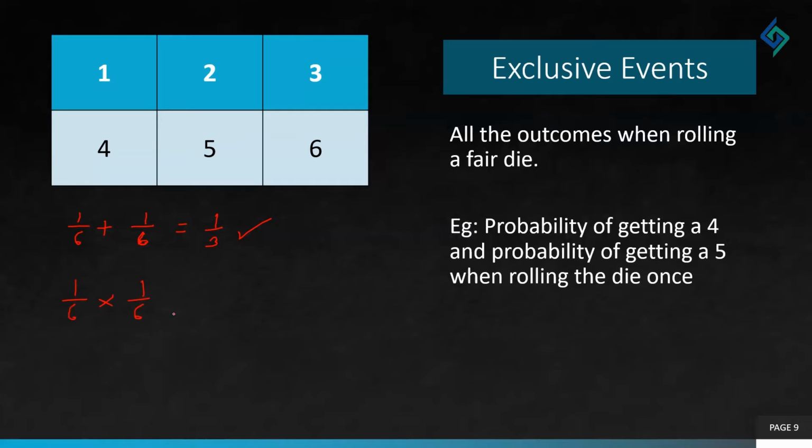So 4 and 5, so 1 by 6 multiplied by 1 by 6, 1 by 36 will be the probability that these events will happen one after the other. That in the first roll, you get a 4, and in the second roll, you get a 5. So yes, mutually exclusive events, when you're calculating these, they do follow the or rule and the and rule. That's why I said that the and the or rule are universal. So far, it has turned out to be true.